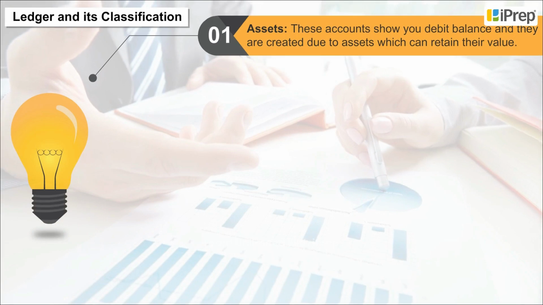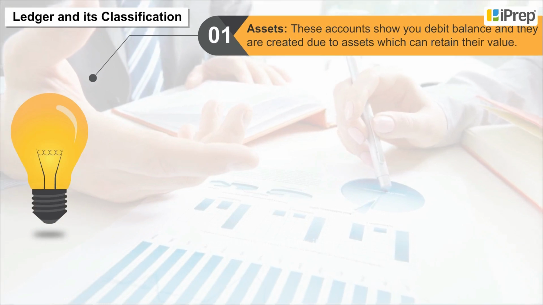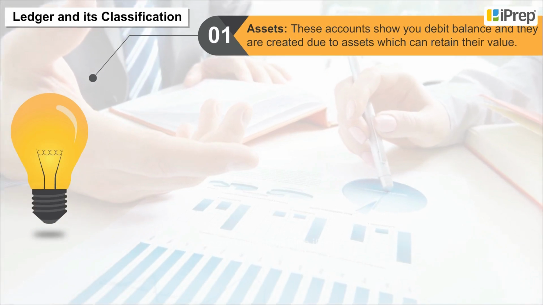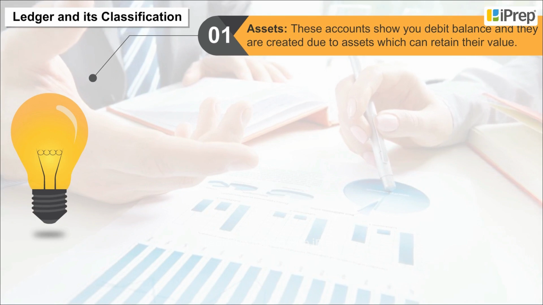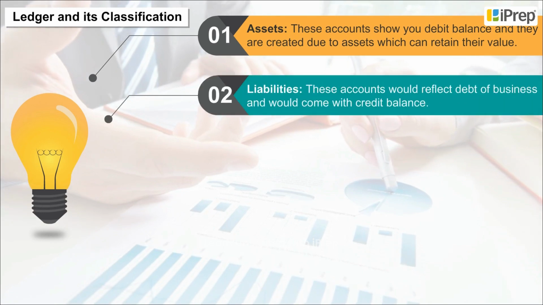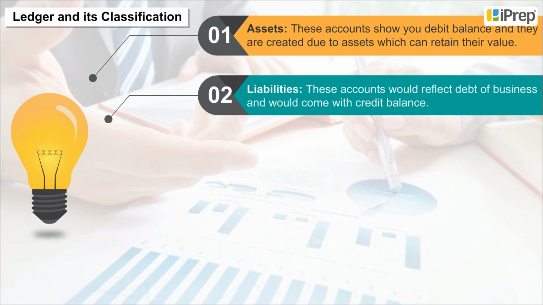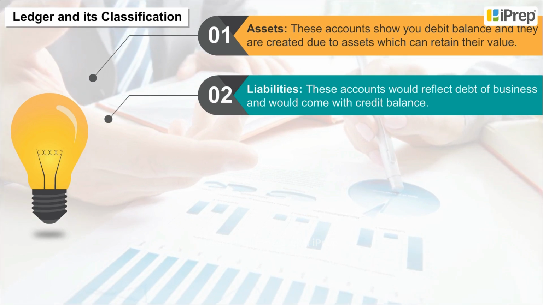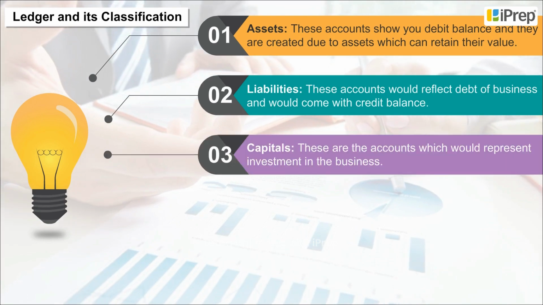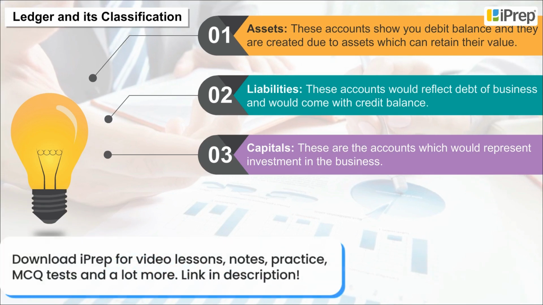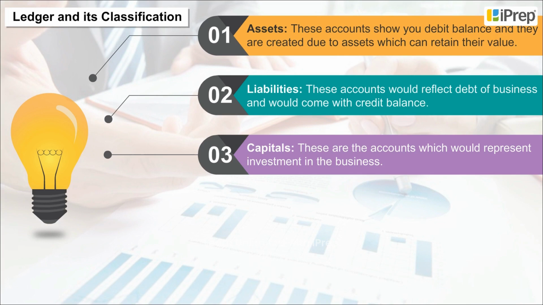Assets. These accounts show you a debit balance and they are created due to assets which can retain their value. 2. Liabilities. These accounts would reflect the debt of the business and would come with a credit balance. 3. Capitals. These are the accounts which would represent investment in the business.